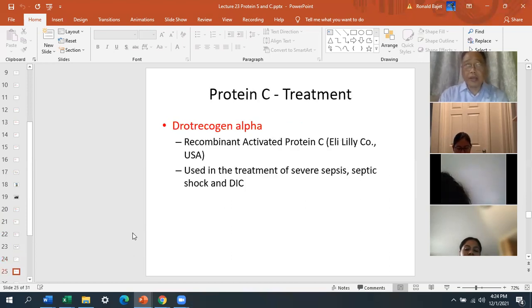To treat factor V Leiden, there's a medication called drotrecogin alfa, and it's recombinant activated protein C. So you're replacing the protein C deficiency with this medication, and it's used in the treatment of severe sepsis, septic shock, and DIC. So that's the treatment for factor V Leiden.